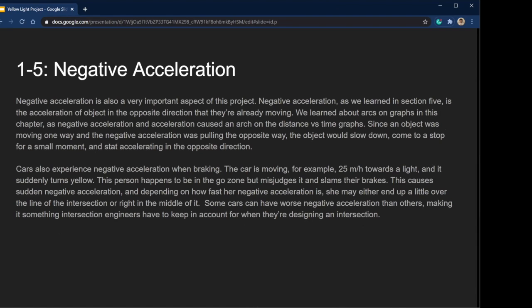Negative acceleration is acceleration of an object moving in the opposite direction that it was previously moving. For example, when a car applies its brakes, it is negatively accelerating. An intersection engineer must take this into consideration because a car that cannot efficiently brake or does not have the proper negative acceleration will pose a hazard to other drivers.